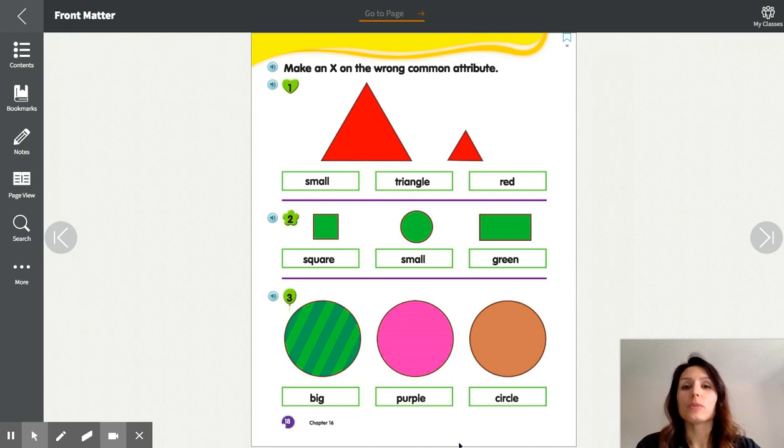Parents, if you want to provide extra practice, again, just refer to that blue page that we sent home, where you can practice sorting with different objects in your house. I am sure there are many.